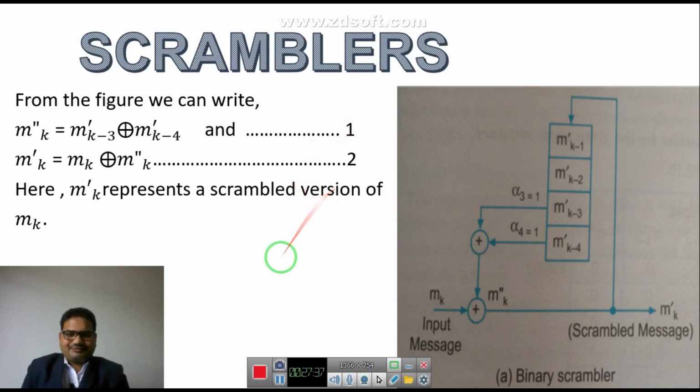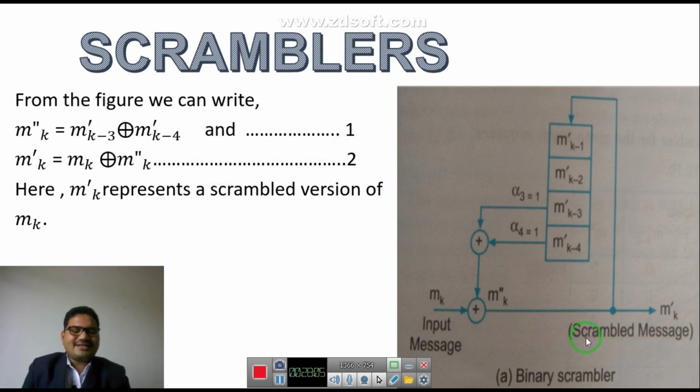Second equation. Now this M dash of K is the modulo 2 addition of M of K plus M double dash of K. So you can write M dash of K is equal to M of K modulo 2 added with M double dash of K, make it equation number 2. And what is this M dash of K? It is nothing but your scrambled message.